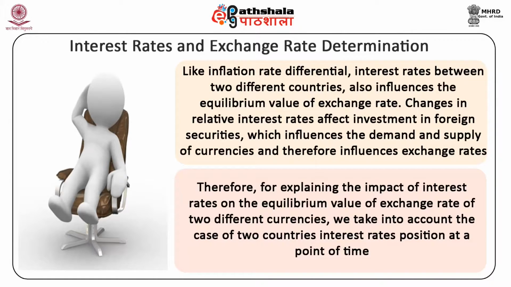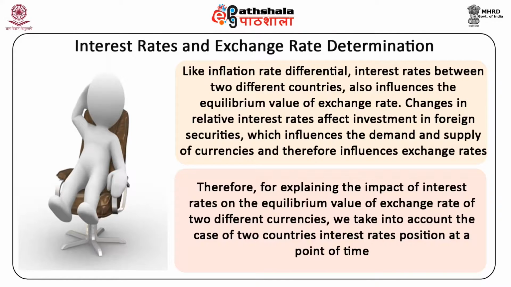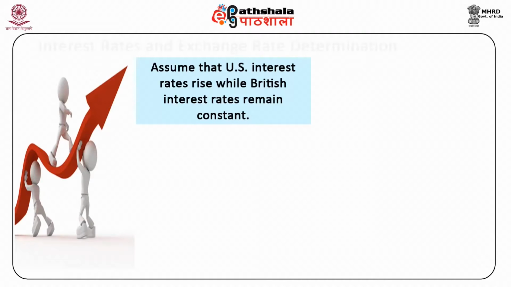Therefore, for explaining the impact of interest rates on the equilibrium value of exchange rate of two different currencies, we take into account the case of two countries' interest rates position at a point of time. Here, we take a case of rising US interest rate and its impact on the equilibrium value of the British pound. Assume that US interest rates rise while British interest rates remain constant.